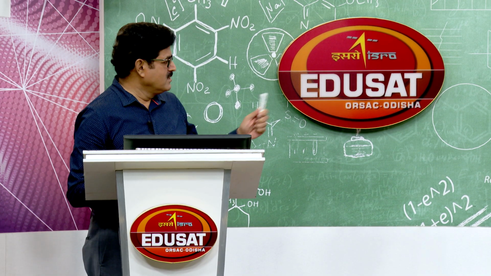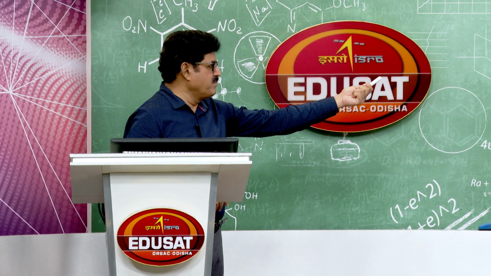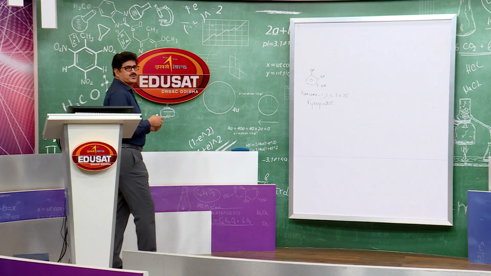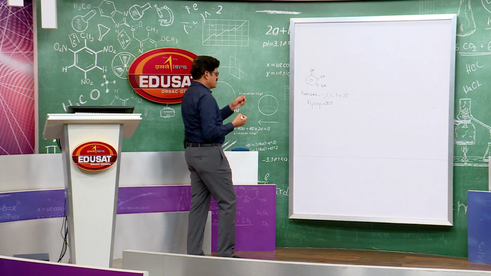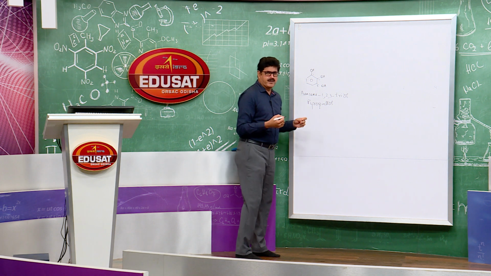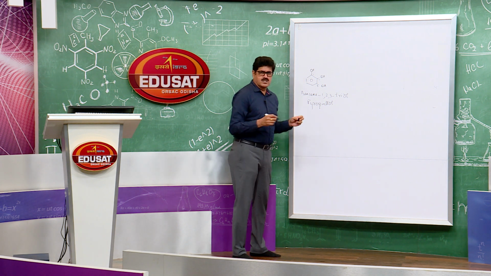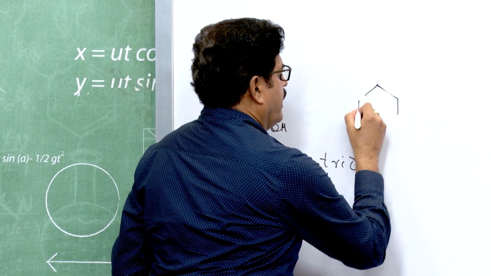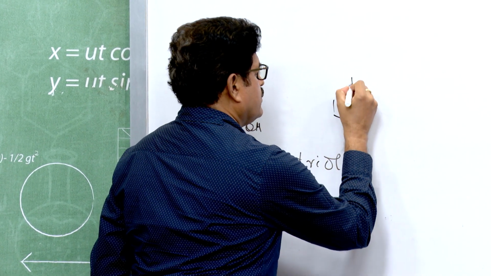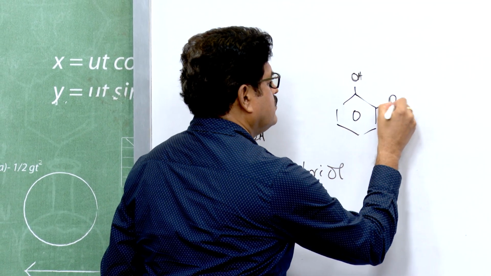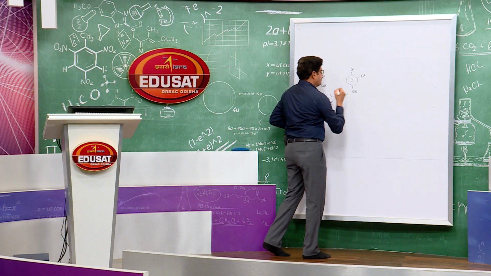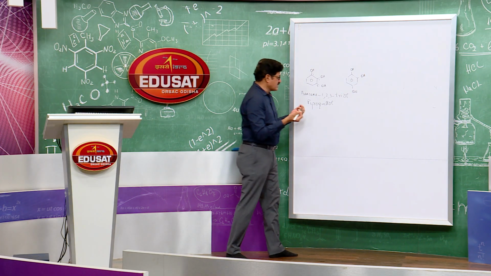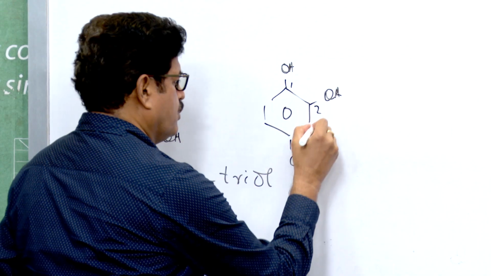So students, you got the IUPAC name of this trihydric phenol, that is benzene 1,2,3-triol, which is also known by the very popular common name pyrogallol, which is used to absorb oxygen with alkali. Another compound of trihydric phenol, the IUPAC name of this compound, you can assign, it is 1, 2, 3, 4.